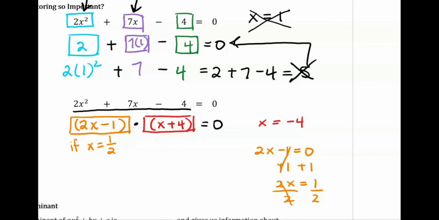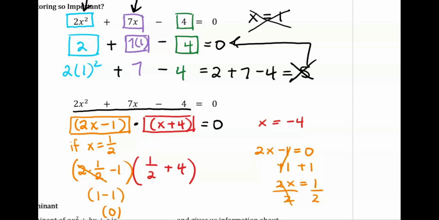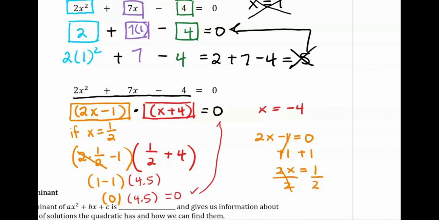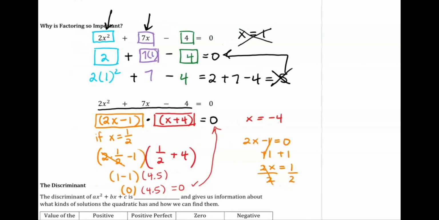So if x is equal to a half, this is 2 times 1/2 minus 1. In the red box, we would have 1/2 plus 4. But going back to the orange box to simplify, these 2's cancel. And 1 minus 1 is 0, which would then be multiplied by 4 plus a half, which is 4.5. And that gives you 0. So that works. You're getting the 0 that you want. So it's a lot more straightforward to figure out what x needs to be if the quadratic is factored.